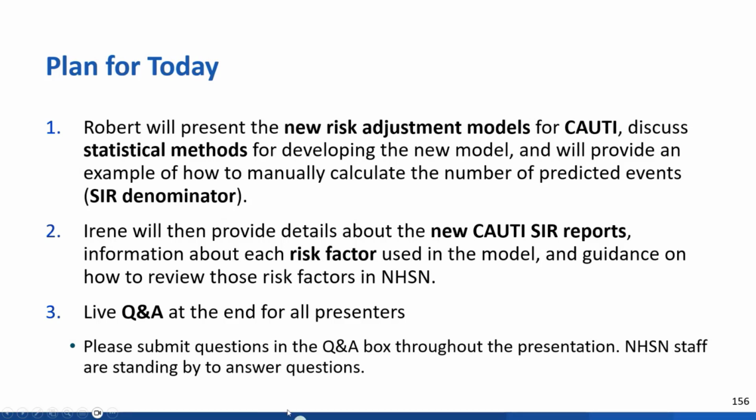Here's what you can expect for today's session. Rob will start us off by introducing the new risk adjustment models for CAUTI. He will walk us through the statistical methods used to develop the updated model. He will also provide a practical example showing you how to manually calculate the number of predicted events, which is the denominator of the SIR.